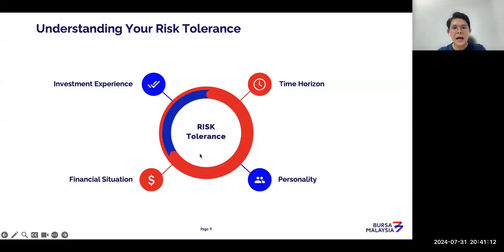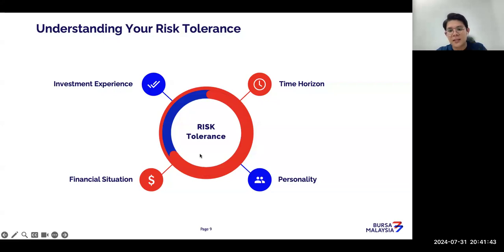Understanding our risk tolerance. How do we understand our risk tolerance? It is very important when constructing our portfolio. Our risk tolerance is influenced by a few factors, as you can see here. The first one is investment experience, and the others are financial situation, time horizon, and personality.